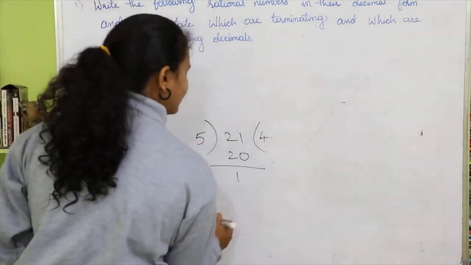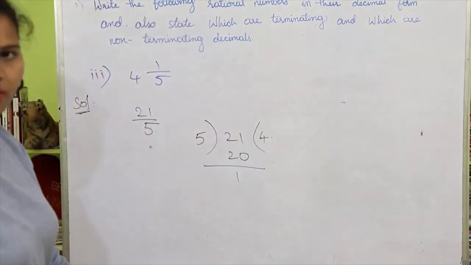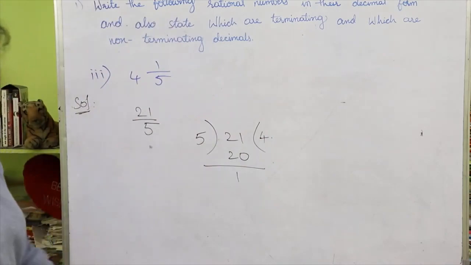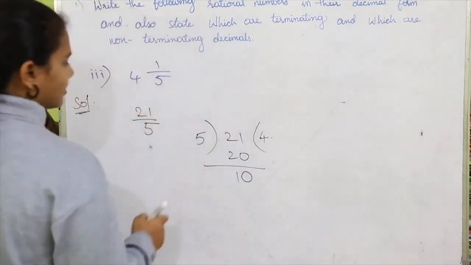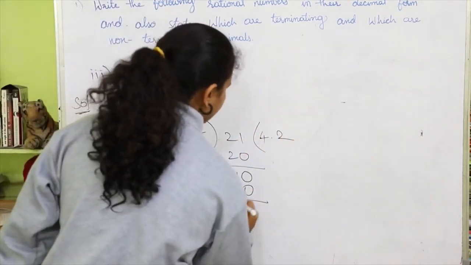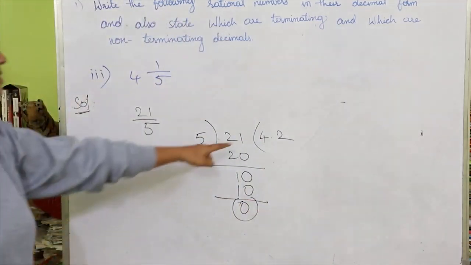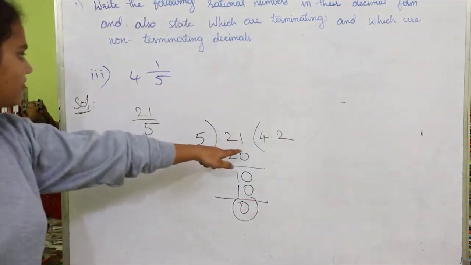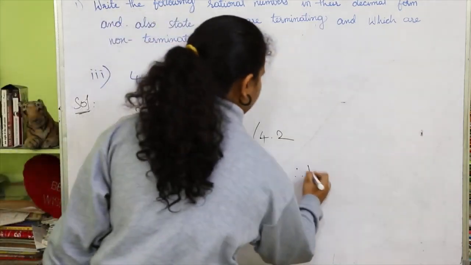After making a point, you can add zeros as you want. Add a 0 over here. Okay, 5 2s are 10, so 10 minus 10, this becomes 0. So therefore I got what? 4 1 by 5. Therefore this is a terminating decimal.